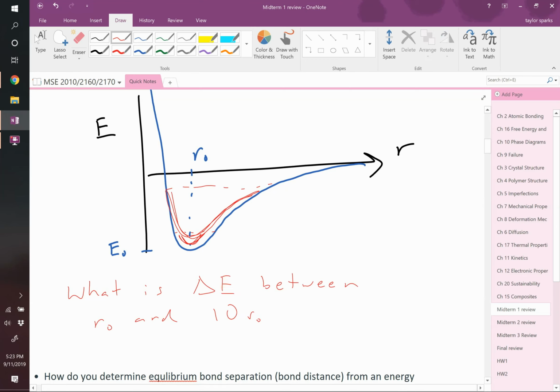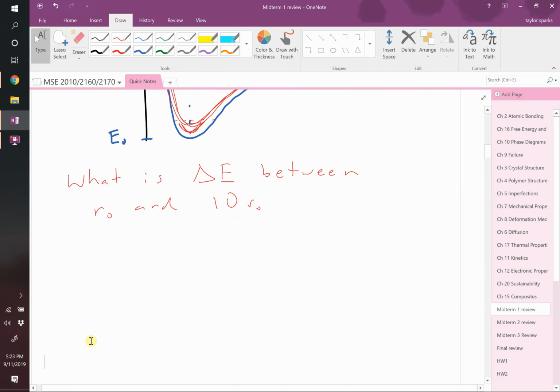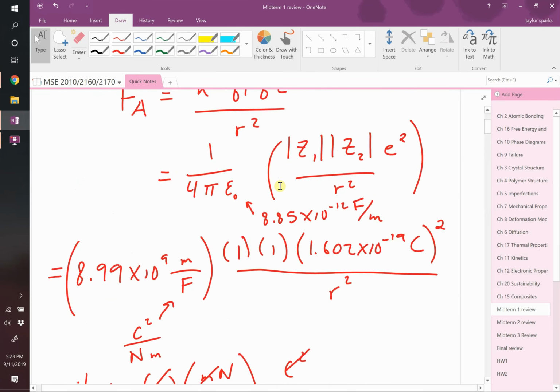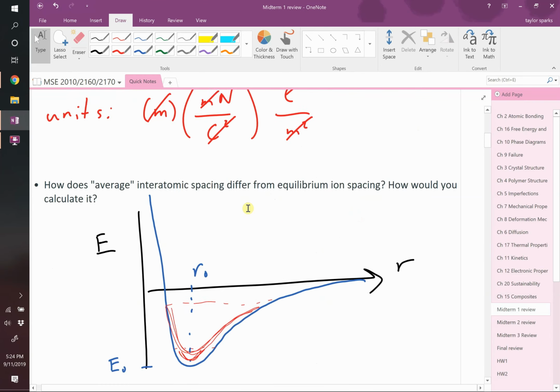So how would you go about that? Are we given a function in terms of R? Yeah. And if I don't give it to you, then you know what it should look like. Energy as a function of R is equal to negative A over R plus B over R to the N. You know how to solve for A, for a monovalent, divalent. We just figured it out, right? A is everything in this expression except for the R squared part. All the rest of that is A, right? B I would have to give you. N I would have to give you.